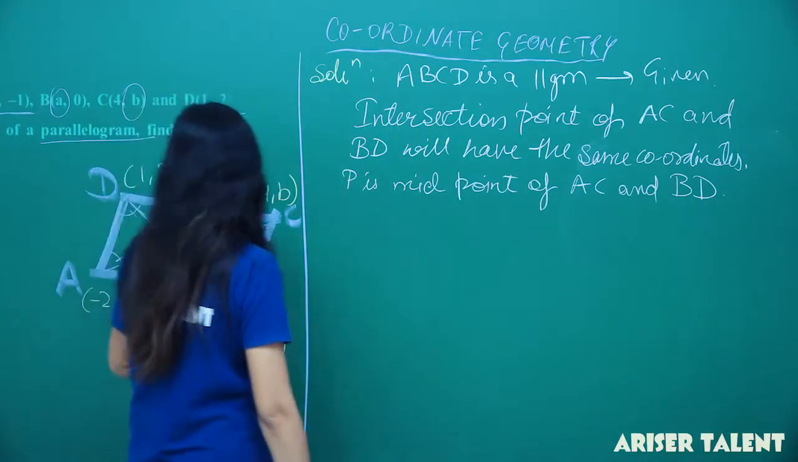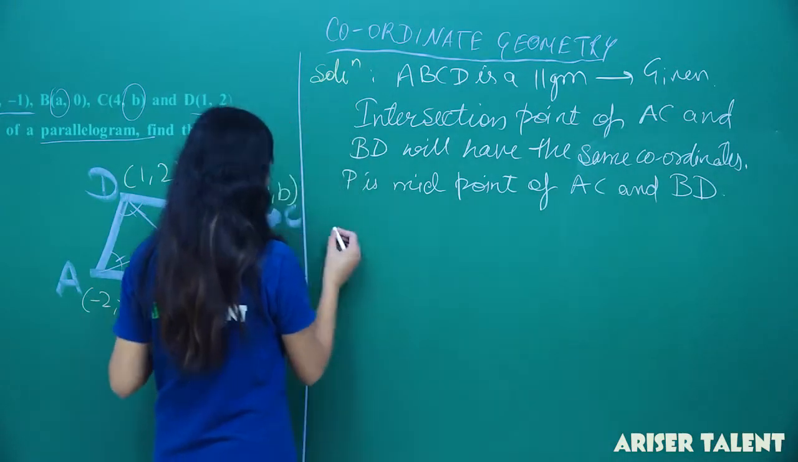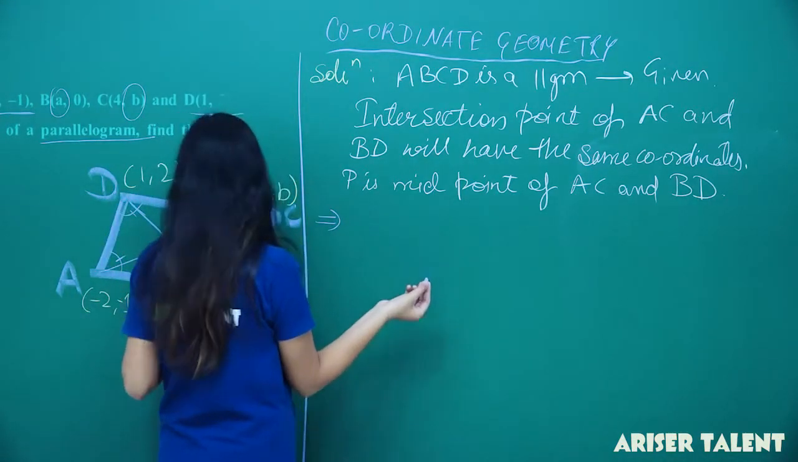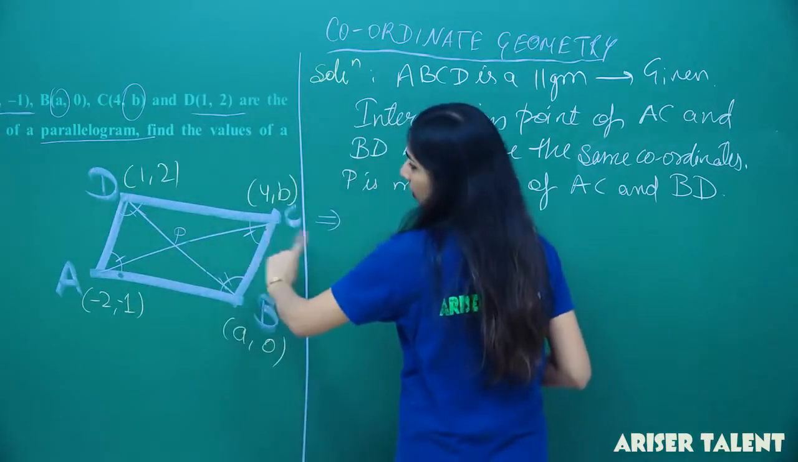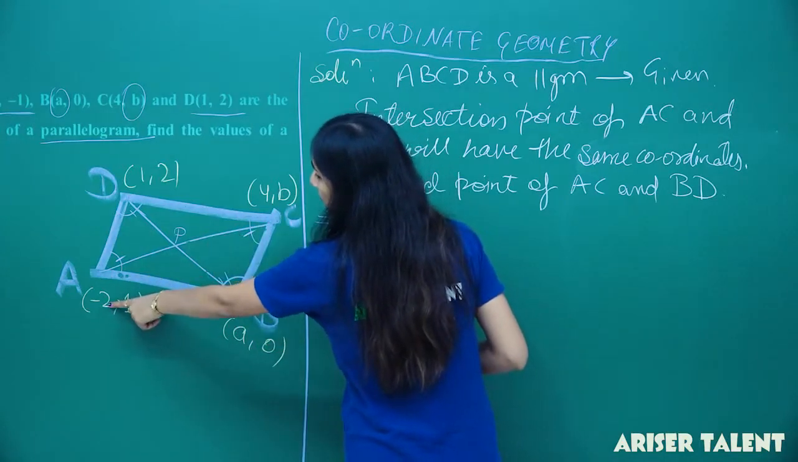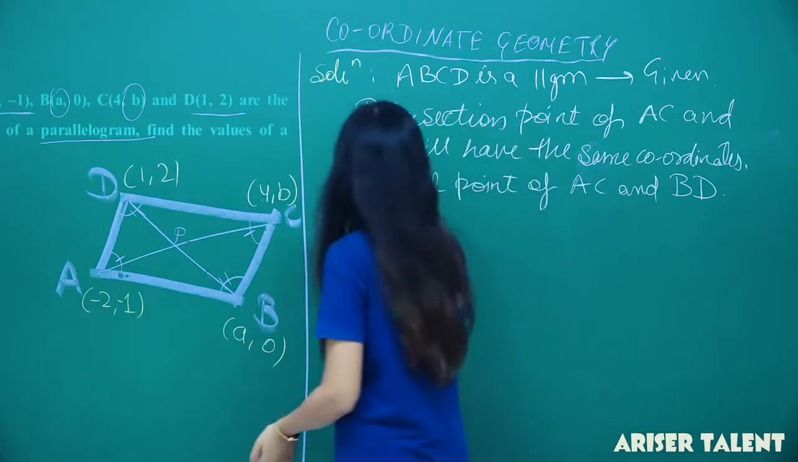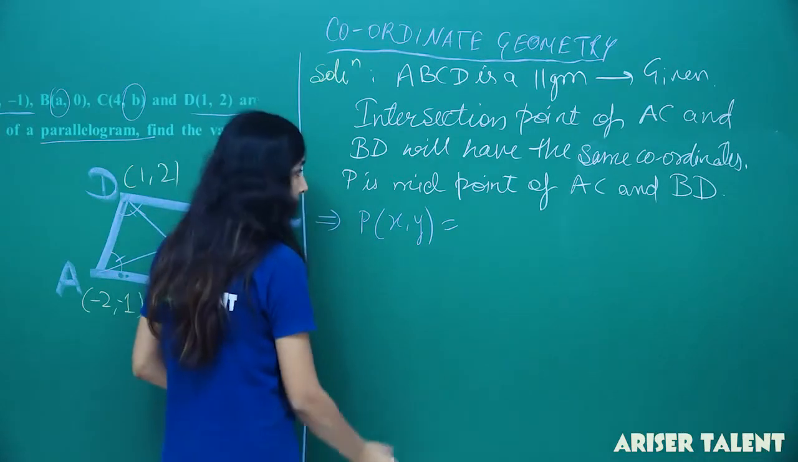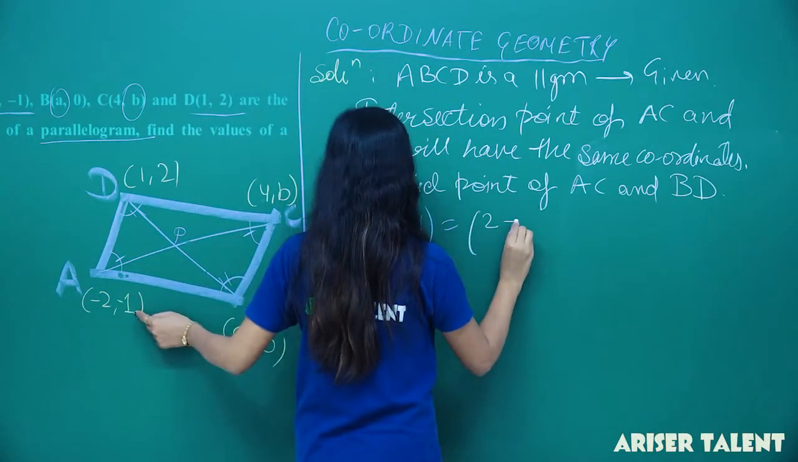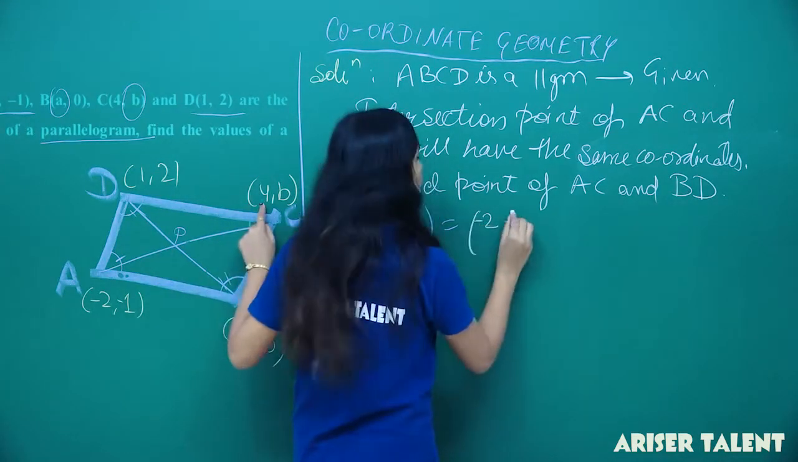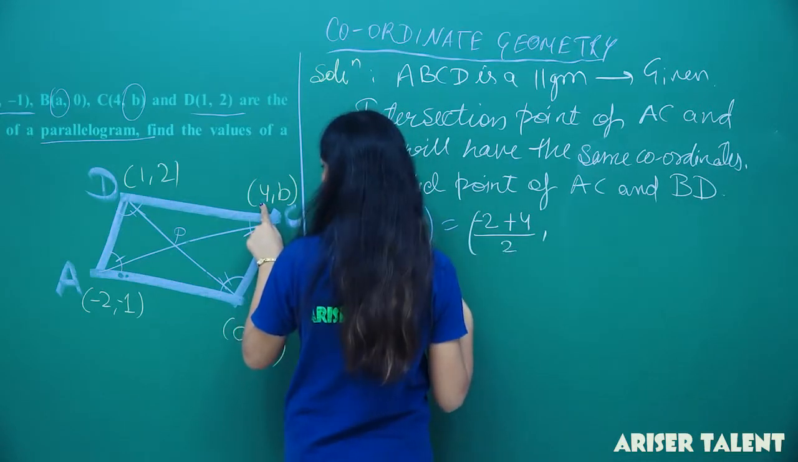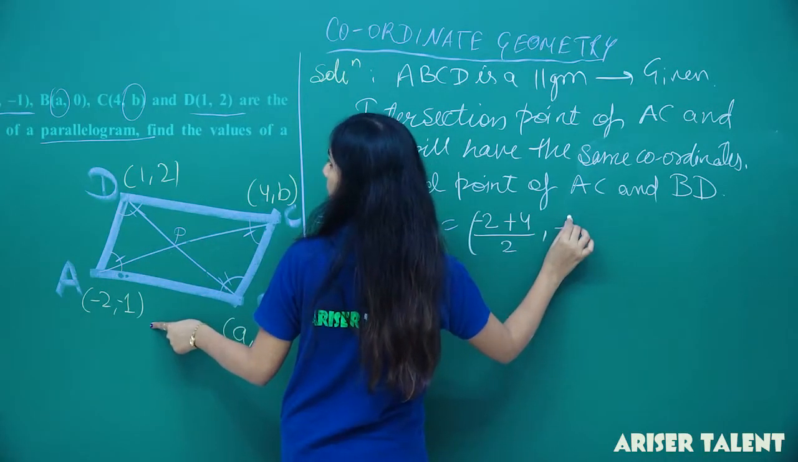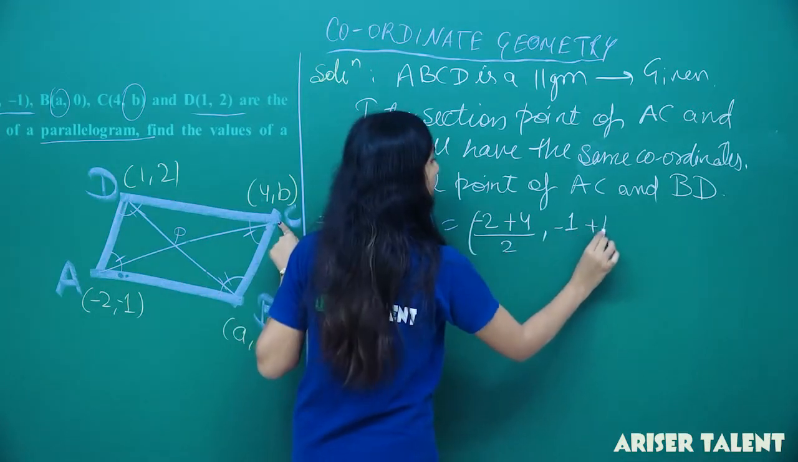So if it's the midpoint, this implies that P, which is some (x, y), is the midpoint of AC: that will be ((-2 + 4)/2, (-1 + b)/2).